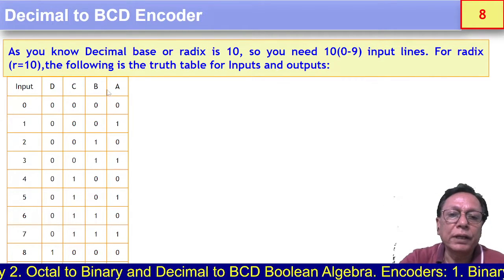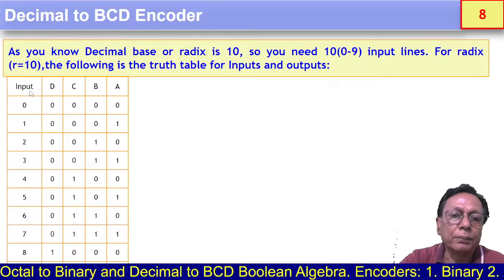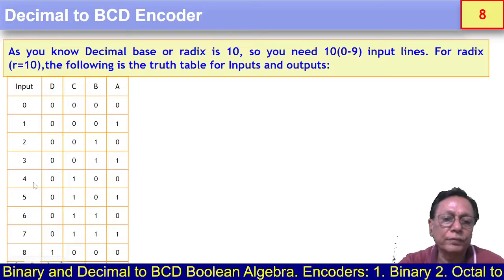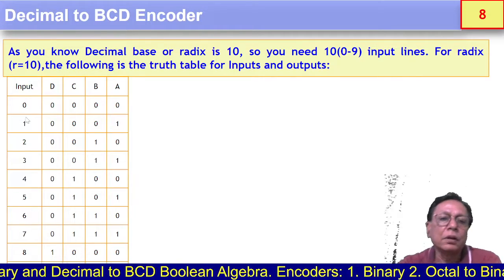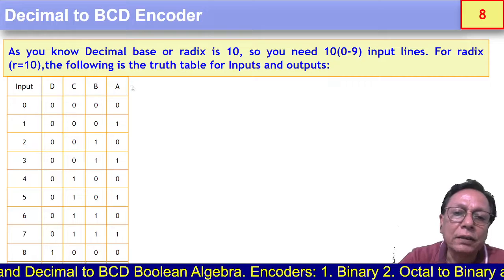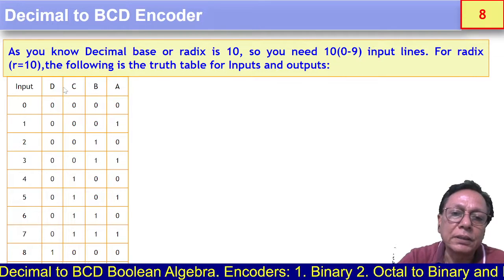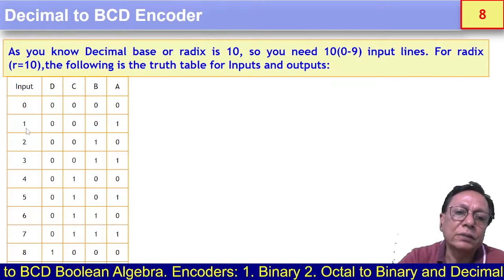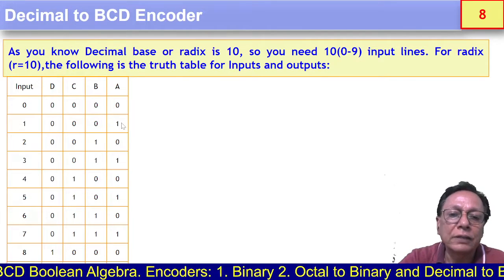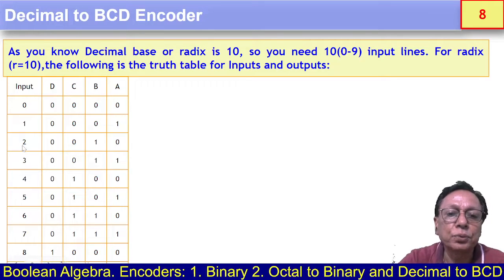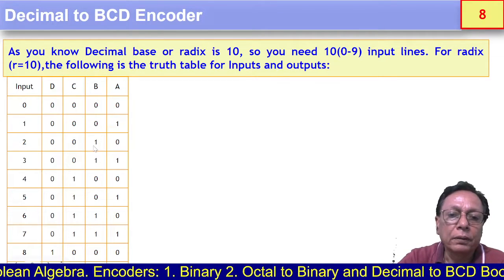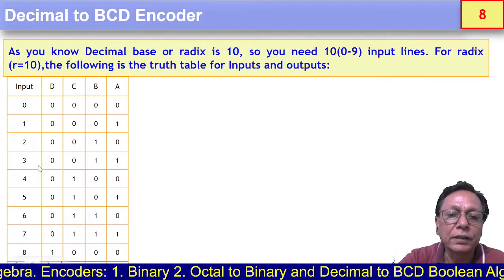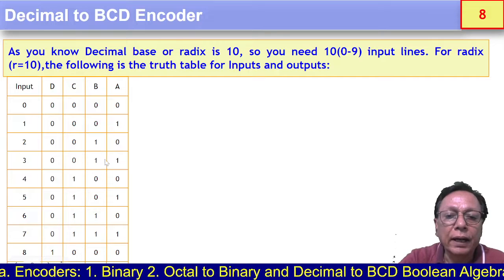These are the inputs, and the inputs are 0, 1, 2, 3, up to 9. So this shows the decimal, and these are the outputs A, B, C, D. Okay. So if signal 1 is high, then output A is high. If signal 2 is high, then the output is B. If signal 3 is high, then the output is B and A.